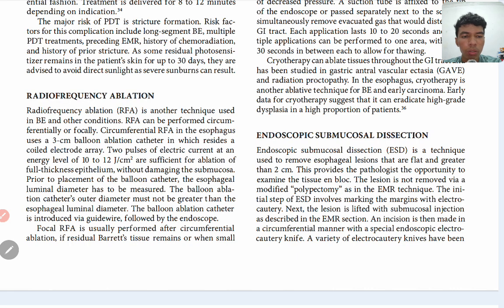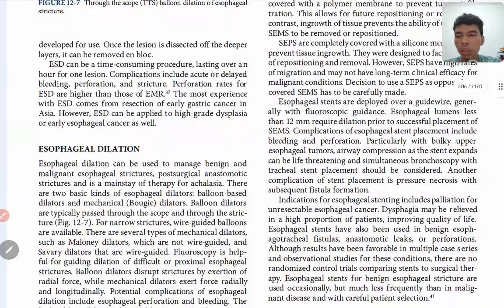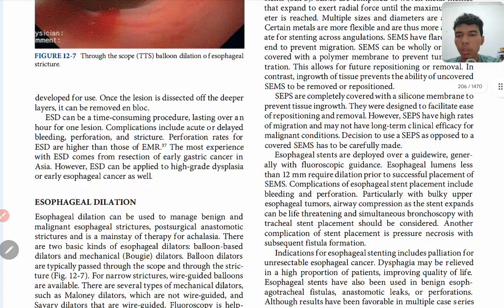Next, the lesion is lifted with mucosal injection as described in the EMR section. An incision is then made in a circumferential manner with a special endoscopic electrocautery knife. A variety of electrocautery knives have been developed for use. Once the lesion is dissected off the deeper layers, it can be removed en bloc. ESD can be a time-consuming procedure, lasting over an hour for one lesion.